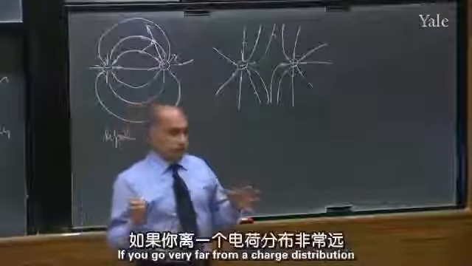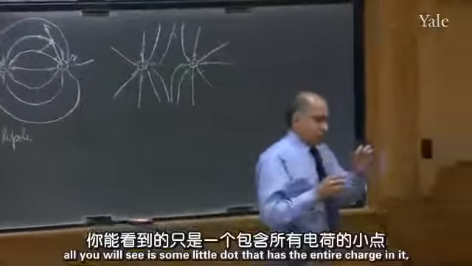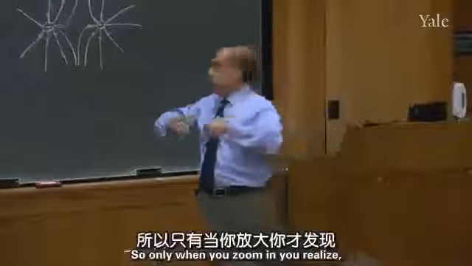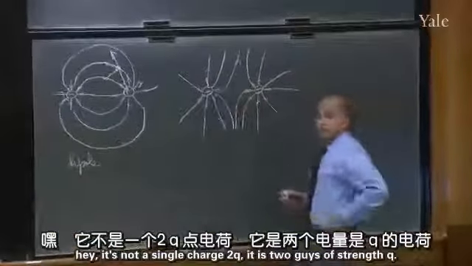If you go very far from a charge distribution, where you cannot look into the details, all you will see is some little dot that has the entire charge in it, and the lines will be coming out radially. So only when you zoom in, you realize, hey, it's not a single charge 2q, it is 2 guys of strength q.